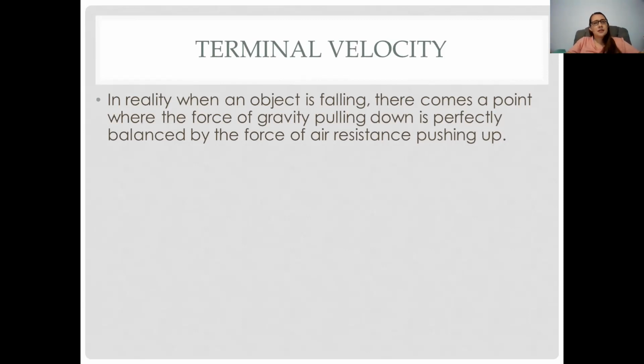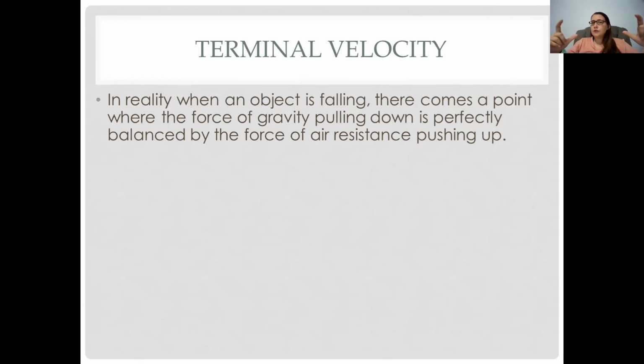So air resistance acts opposed to the motion. If something is falling down, air resistance points up. If you're throwing a ball up, air resistance is trying to slow it down. And so these two forces are acting in opposite directions. At some point when an object is falling, its force of gravity pulling down will be exactly balanced by the force of air resistance pushing it back up.